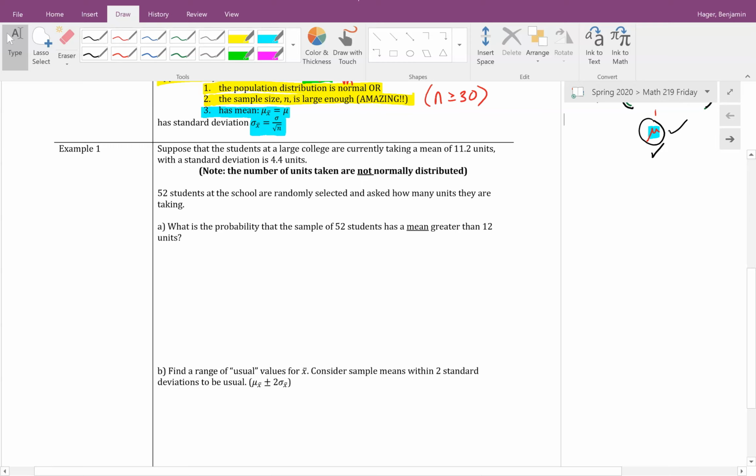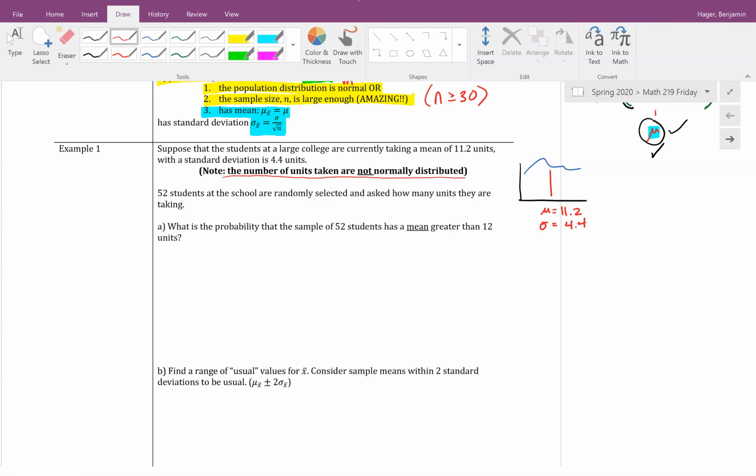This says that suppose the students at a large college are currently taking a mean of 11.2 units with a standard deviation of 4.4 units. And they say right off the bat, note, the number of units taken are not normally distributed. So I don't know what this distribution looks like, but they have some population. Again, I'm just going to make a funny shape. We know that the population mean, the mean number of units being taken by students at the college, is 11.2. And we know that the population standard deviation is 4.4 units. Somehow they know that information.